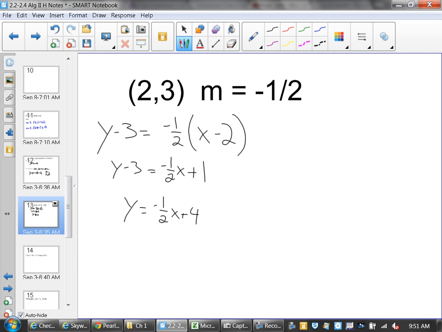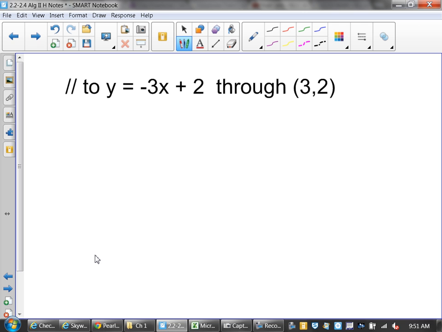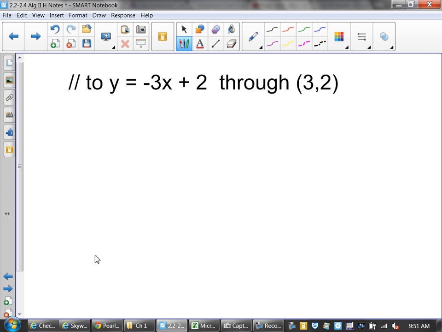All right? So what happens in this class then, you guys remember that symbol? ∥ means parallel. So if I want to write the equation of a line that is parallel to y equals negative 3x plus 2, and this one's going to go through the coordinate 3, 2. When I do these parallel and perpendicular problems, I kind of oversimplify it. For any parallel or perpendicular problem, the first thing I always want to do is identify my original slope.